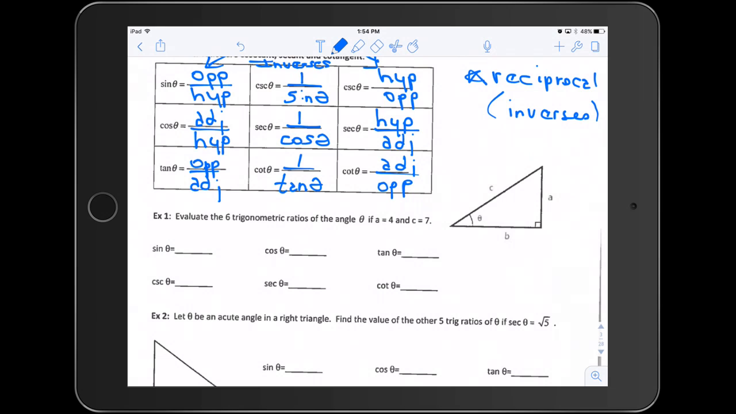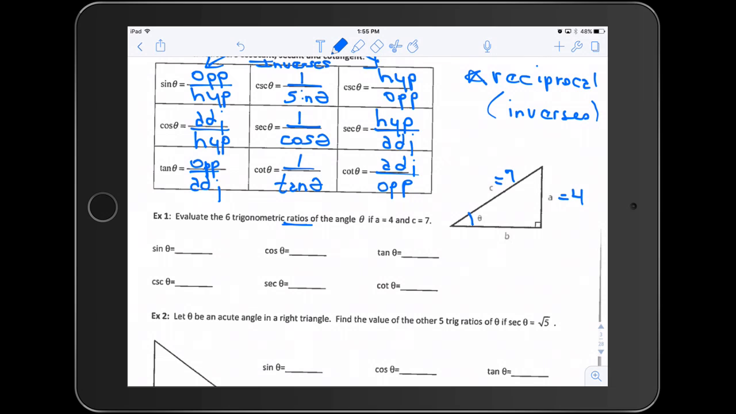So example number 1, and this is a classic ACT question right here, by the way. It's evaluate the 6 trig ratios of the angle theta if A is 4 and C is 7. So we don't know this angle, nor do we care what that angle is, because it's not asking for that, it's asking what the ratio of the side lengths are. So we know that A is equal to 4, and we know that C is equal to 7.